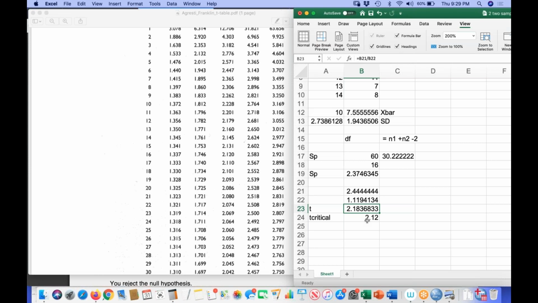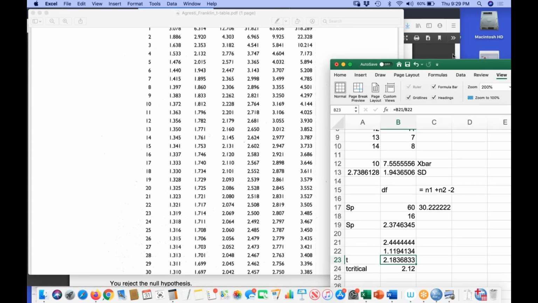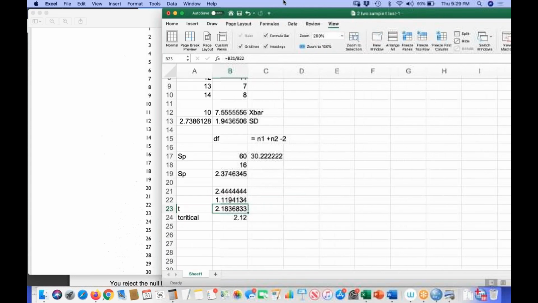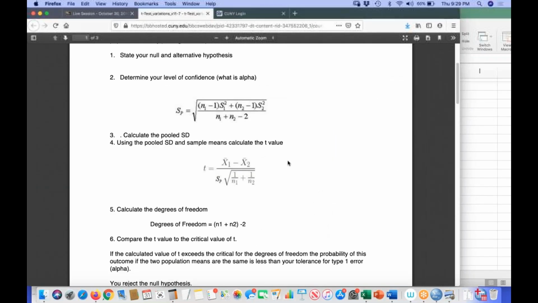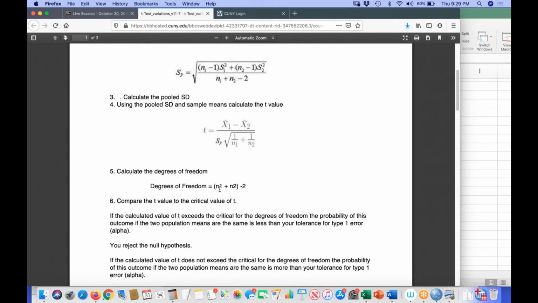Now, let's do the same problem in SPSS. That was torture, right? Could you show me how you did the degrees of freedom again? Where did you get N1 and N2? Remember that form that we had before? Degrees of freedom is equal to N1 plus N2 minus 2. That's what we're using for degrees of freedom.